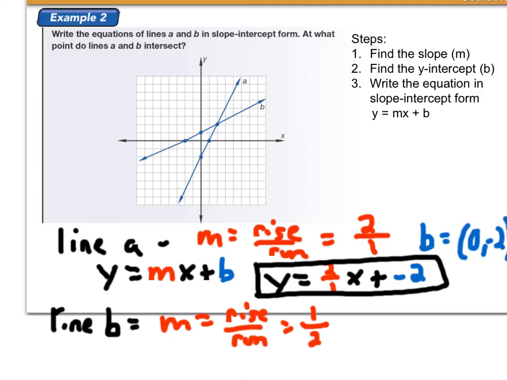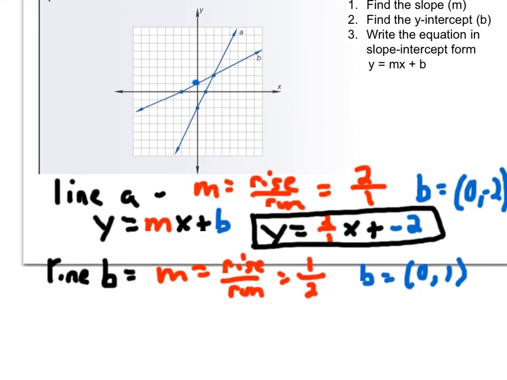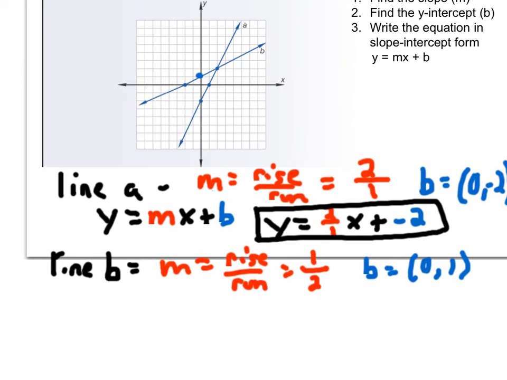The y-intercept, our b value, is where it crosses the y-axis. So again, I'm going to write this as an ordered pair. So my b value is this point right here where it crosses the y-axis. And that is at, I go 0 because I'm on the y-axis, and up 1. So it's 0 and positive 1 because I went up 1. Now again, I'm going to use those two pieces of information to write this in slope-intercept form.